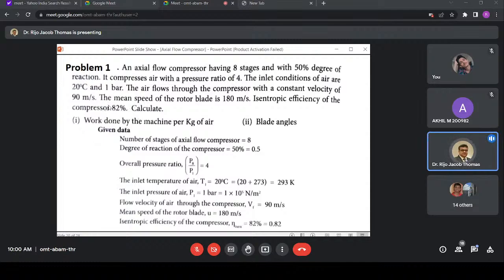Okay, so the whole thing you have to multiply with this efficiency 0.82 so that you can solve it. Okay, you have to find out what is the work done and also the blade angle. So you need to draw the velocity triangle and solve it. Okay, I'll share this with the solution.